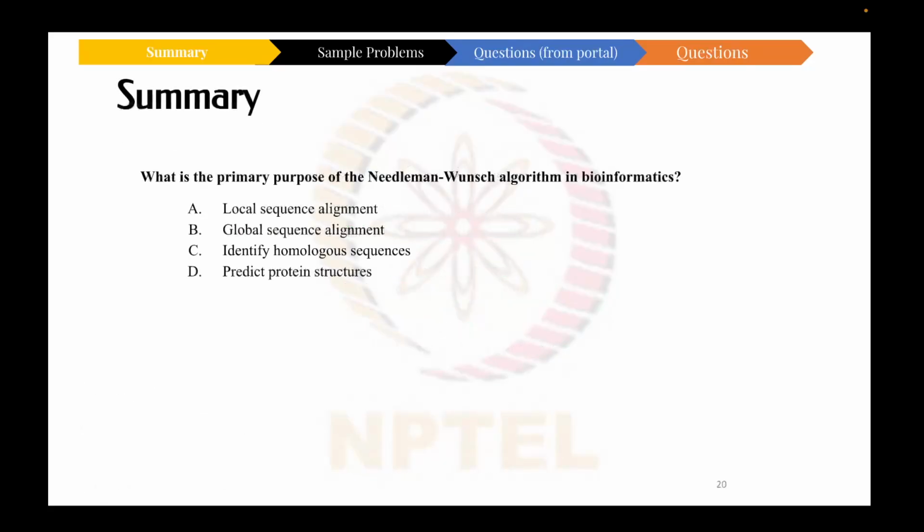Now I have some questions. This is the problem solving session. What is the primary purpose of the Needleman-Wunsch algorithm in bioinformatics? Option B. Yes, it is option B, for global sequence alignment.